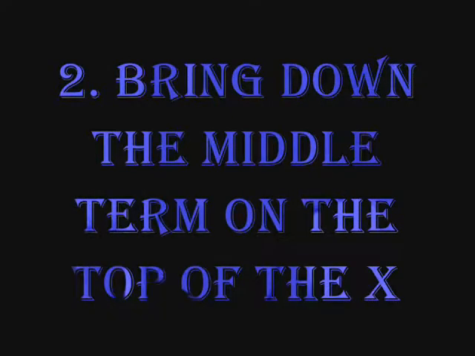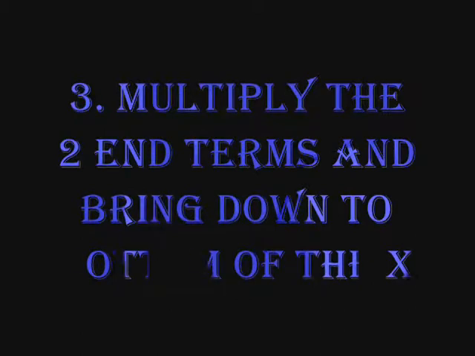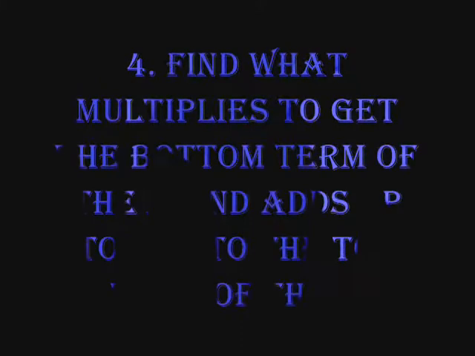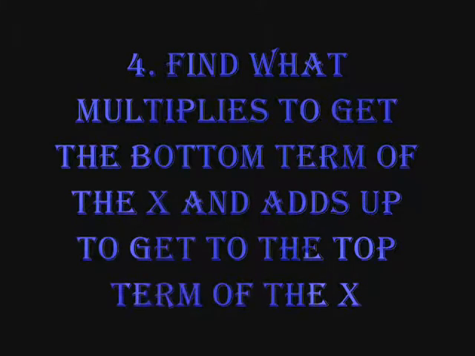First, you make an x. Next, bring down the middle term on the top of the x. Then multiply the two end terms and bring them down to the bottom of the x. Then find what multiplies to get the bottom term of the x and adds up to get the top term of the x.